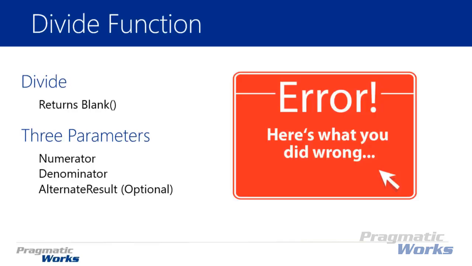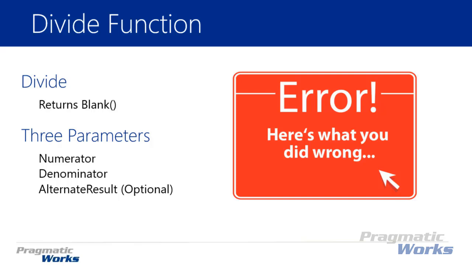We then have the divide function. The divide function is very useful. This is one where you really want to use the divide function instead of the divide operator. So instead of just using that / to do your division, you want to use the divide function. The reason for that is because you could get a divide by 0 error. So the divide function takes 3 parameters. It takes a numerator, it takes a denominator, and then it takes an alternative result. And the alternative result is optional.